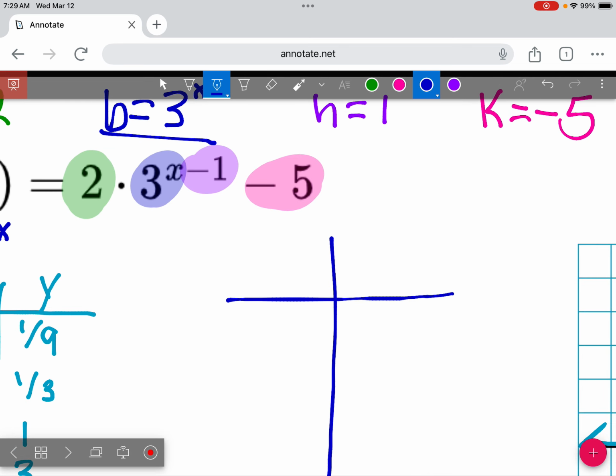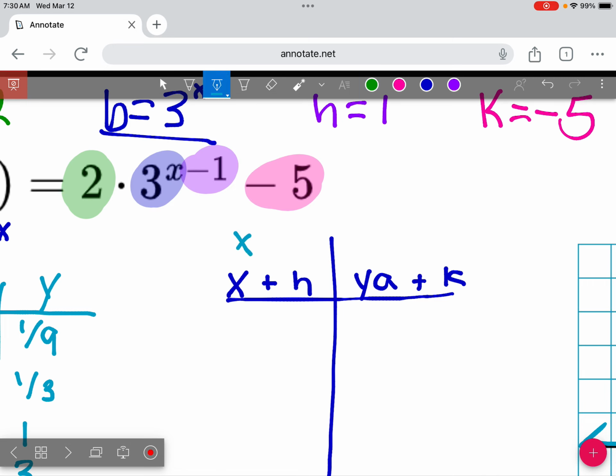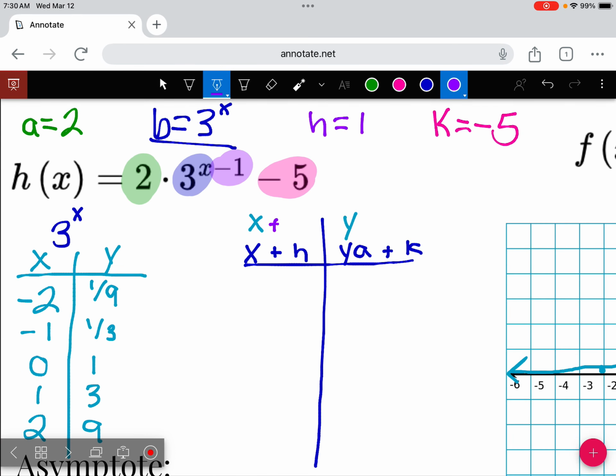To get our transformed function, we're going to take our x's and add h. And we'll take our y's, remember how much graphing makes us yak, ya plus k. So what we're doing is taking the x's from our parent function and adding h. So we're going to add 1. We're going to take our y's times our a, so we're going to go times 2 plus k, plus -5. So we're just taking the values we found up here and substituting them into this.